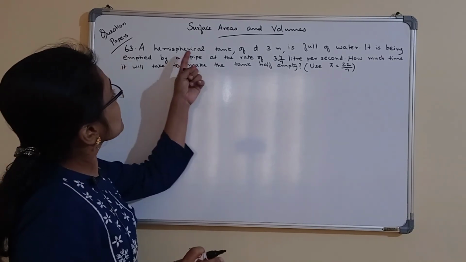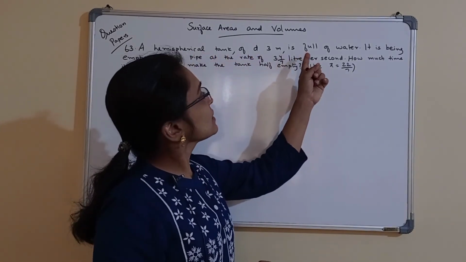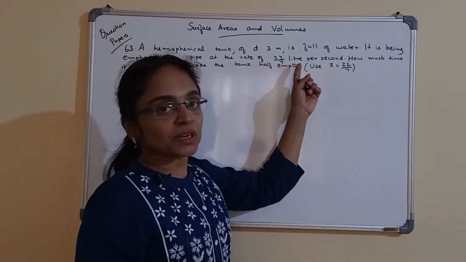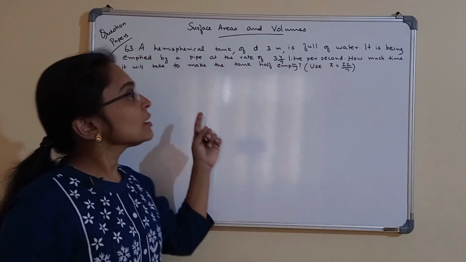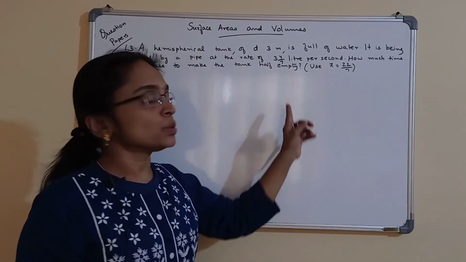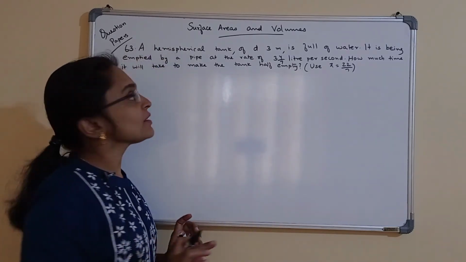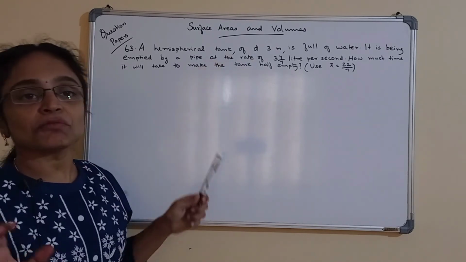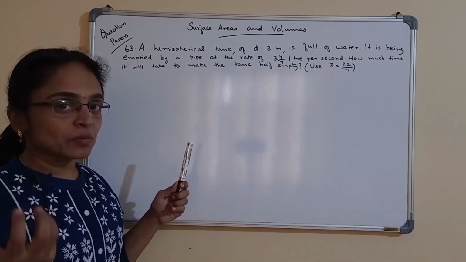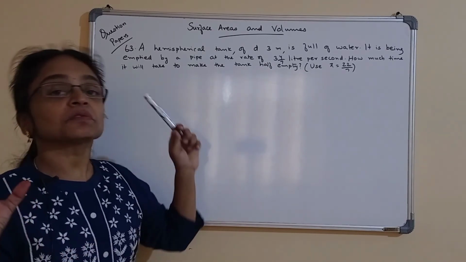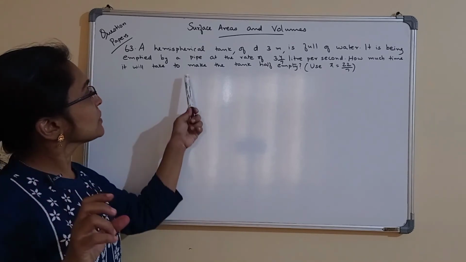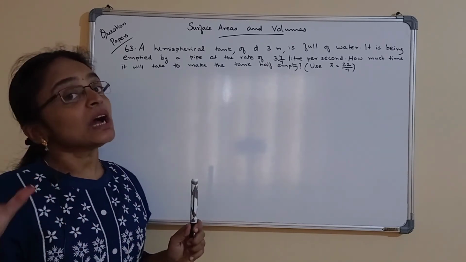Next one: a hemispherical tank of diameter 3 meter is full of water. It is being emptied by a pipe at the rate of 3 4/7 liter per second. How much time will it take to make the tank half empty? Use pi equal to 22/7. The hemispherical tank is full of water, and water is being emptied from this tank by a pipe at the rate of 3 4/7 liter per second. We have to find the time in which this tank will be half empty.